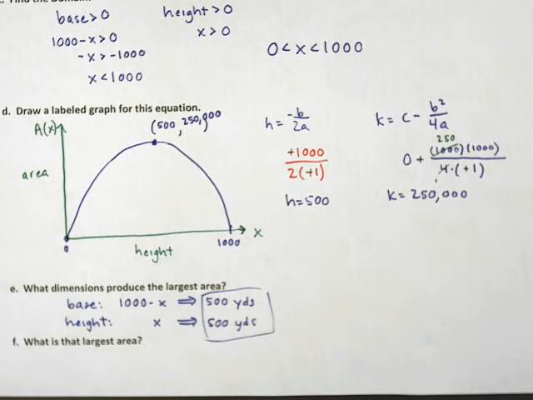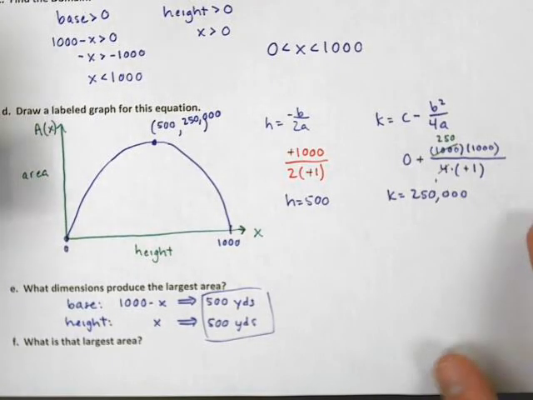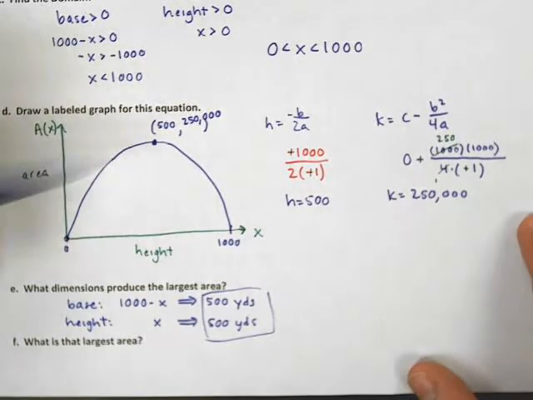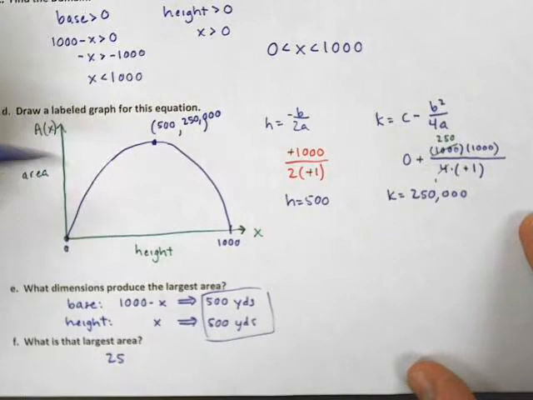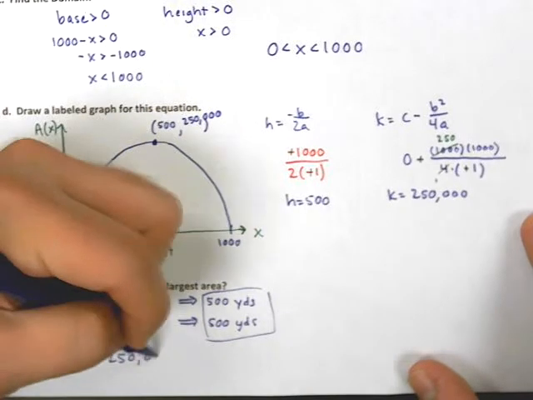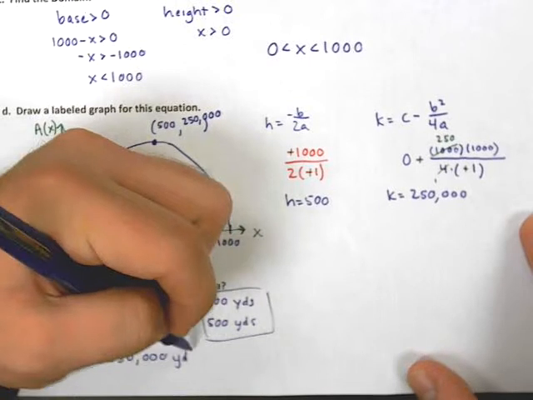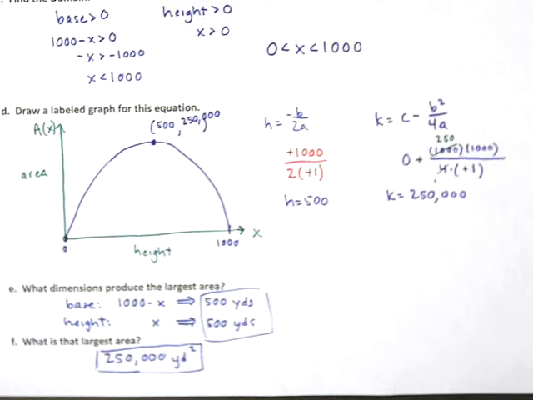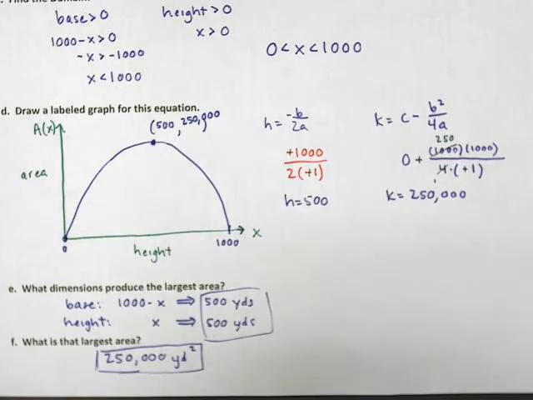And lastly, what is the largest area? Easy, right? We have it. That's our k value. That's the y value of the vertex. The max height is 200. I keep saying height. The max area is 250,000 yards squared. Please remember the right units. It's square units. Okay, so really, guys, this is the same exact thing that we were doing last chapter. The only difference is I'm having you do some calculations by hand rather than with a calculator.